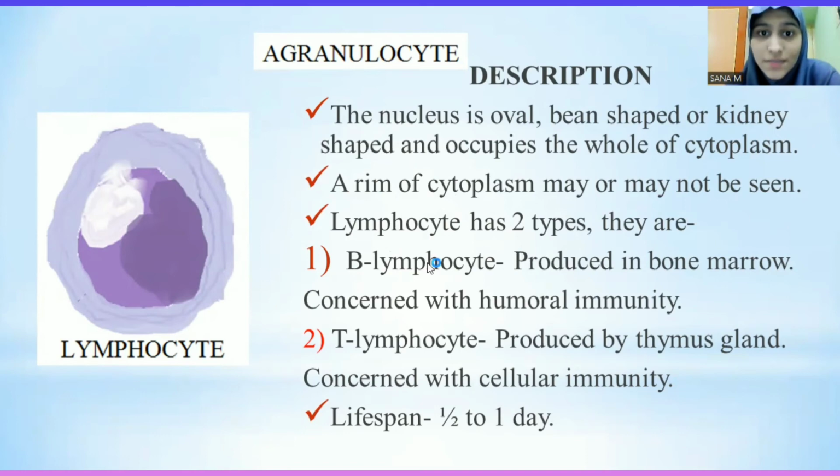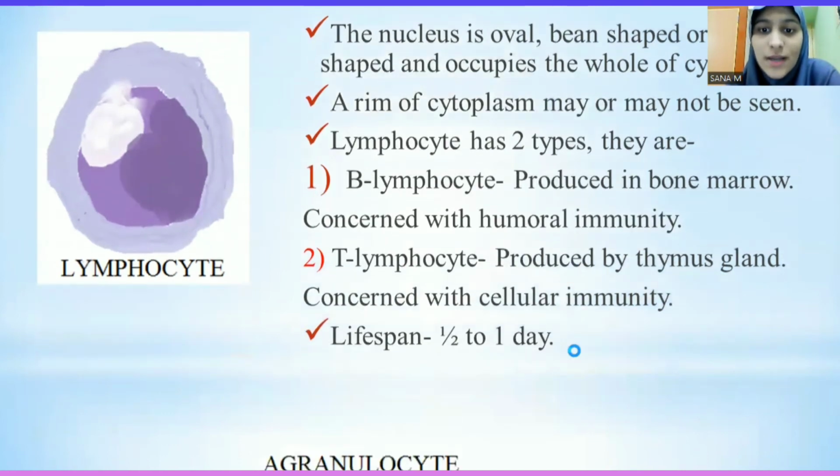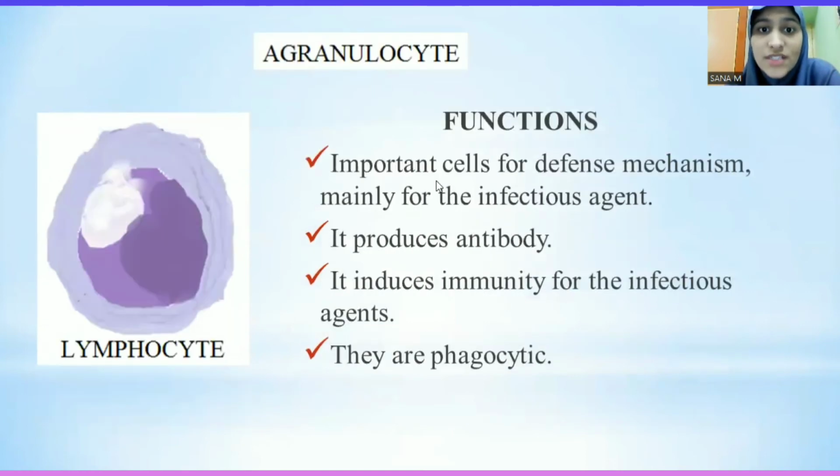Lymphocyte has two types. The first one is B lymphocyte, another one is T lymphocyte. B lymphocyte is produced in the bone marrow. It is concerned with humoral immunity. T lymphocyte is produced by the thymus gland. It is concerned with cellular immunity. Lifespan is half to 1 day. Functions are important cells for defense mechanism, mainly against infectious agents. It produces antibodies. It induces immunity against infectious agents. They are phagocytic.